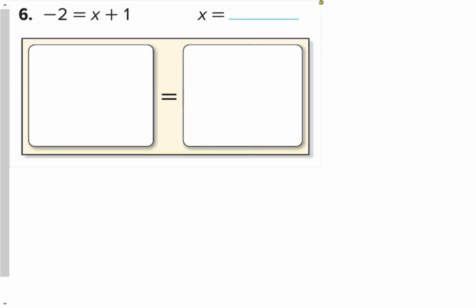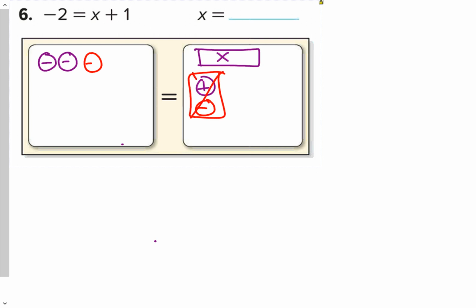Here's our next one. Negative 2 equals x plus 1. So we have a negative 2 on the left. On the right, we have an x, and then we have a positive 1. Again, we want to make sure that we take everything away from the side with the x. So how do we get rid of a positive 1? We're going to put a negative 1 with it. So we're going to put a negative 1 here. These 0 pairs disappear. And over on the left, there are no 0 pairs. So we're left with negative 3 equaling x.